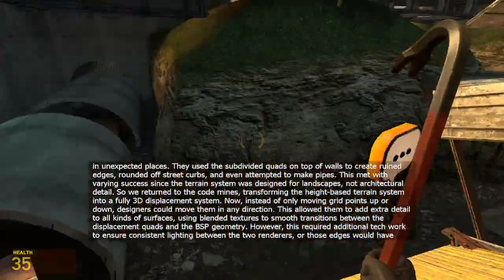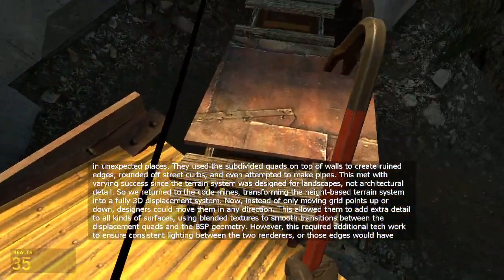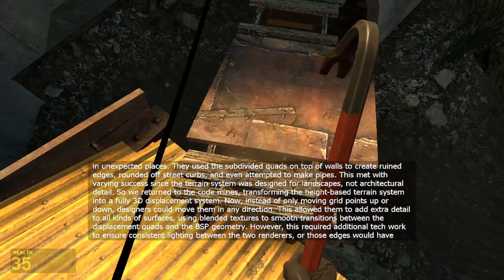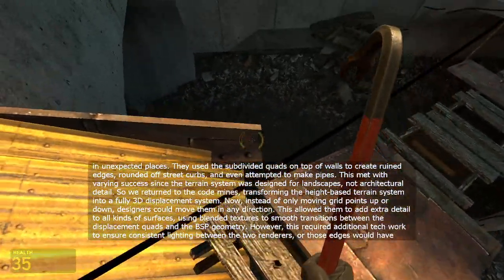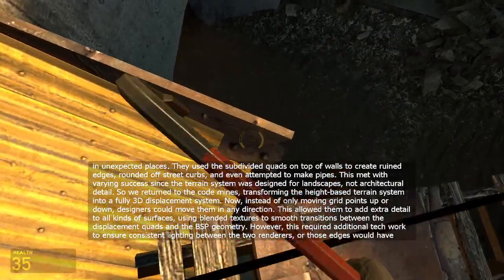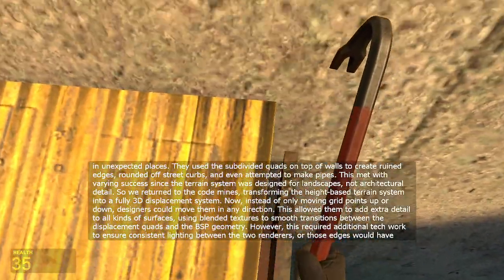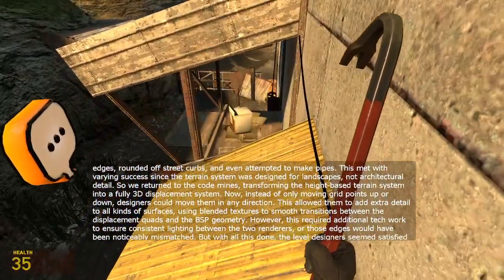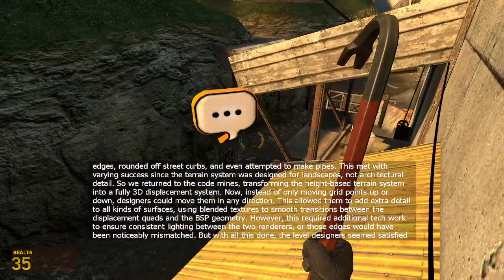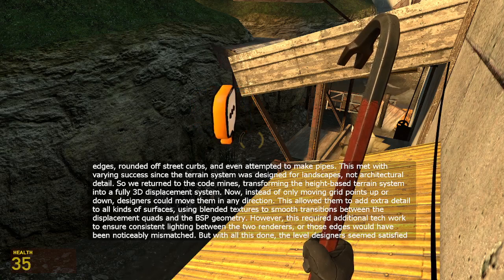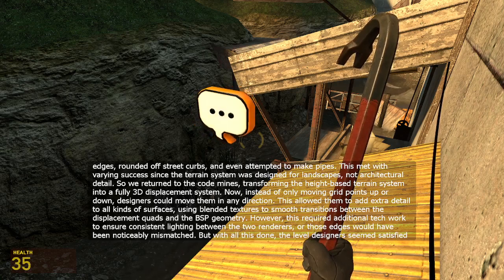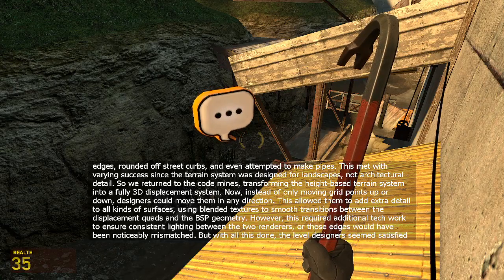So we returned to the code mines, transforming the height-based terrain system into a fully 3D displacement system. Now, instead of only moving grid points up and down, designers could move them in any direction. This allowed them to add extra detail to all kinds of surfaces using blended textures to smooth transitions between the displacement quads and the BSP geometry.